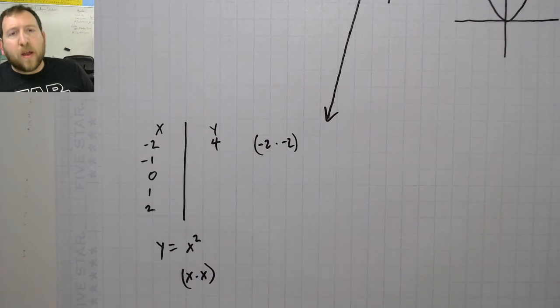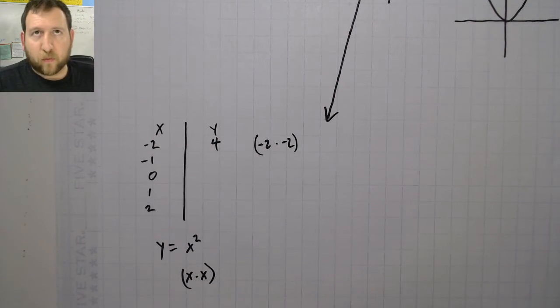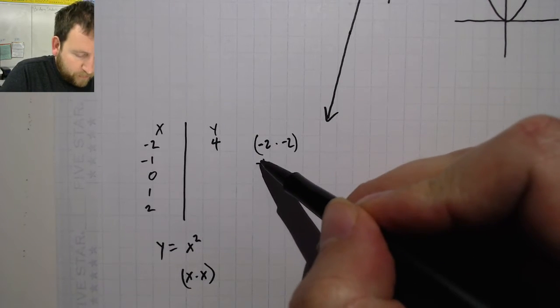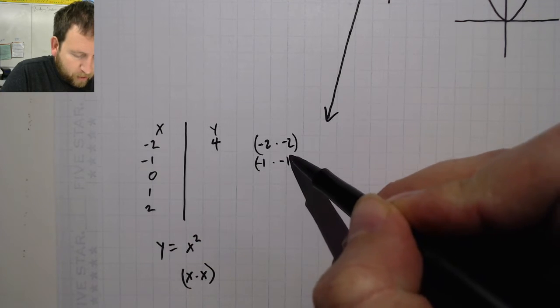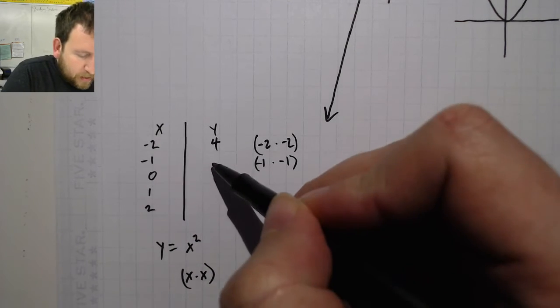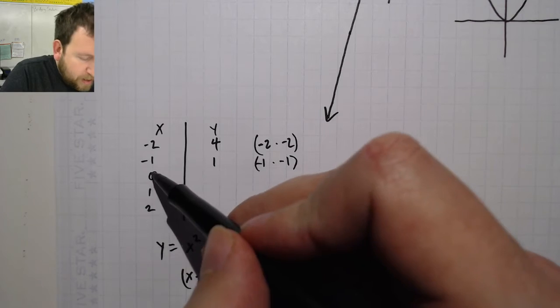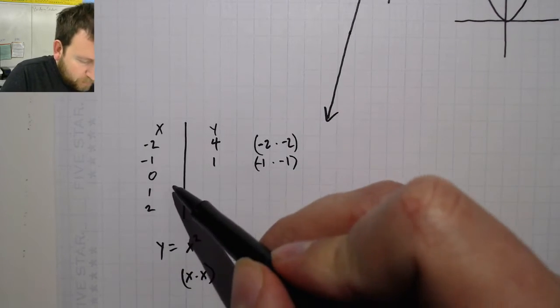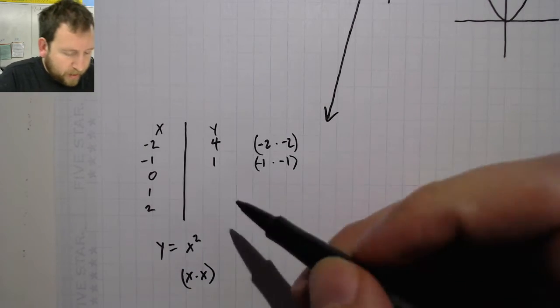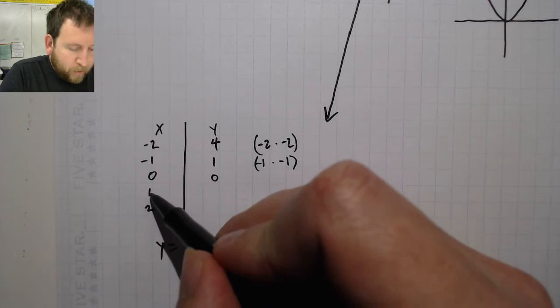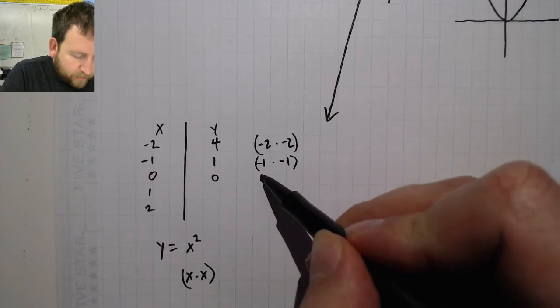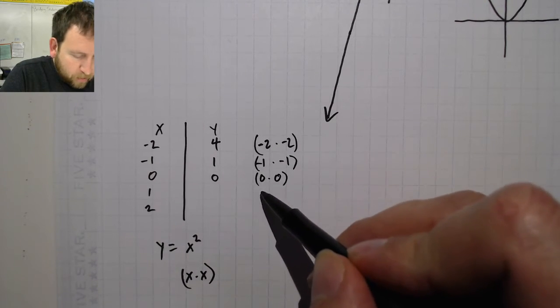Okay, -1 times -1. Well, 1 times 1 is 1. -1 times -1, and a negative times a negative is a positive. I have a 0 here. 0 times 0 is 0.